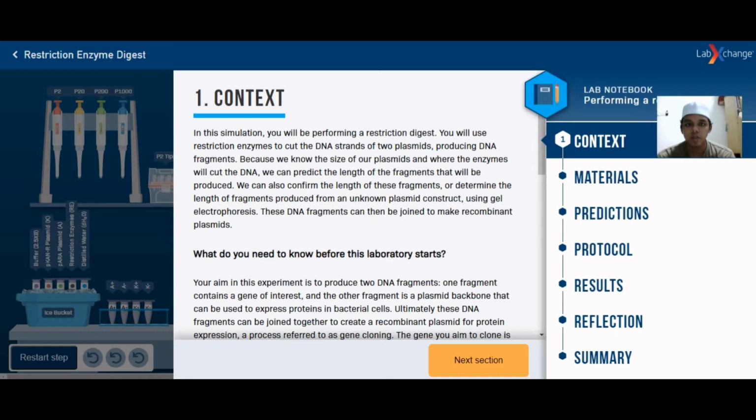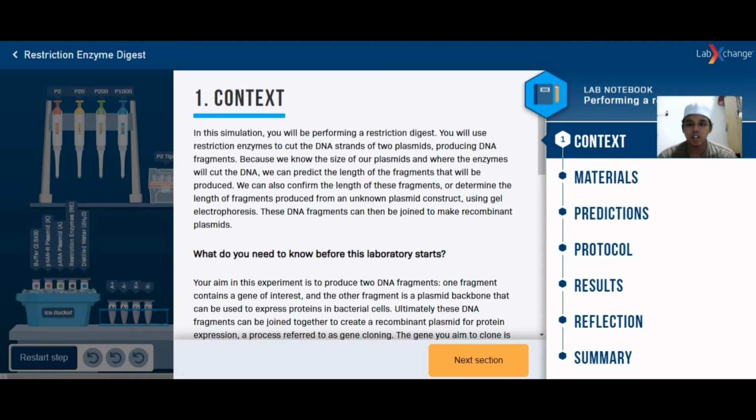Today I'm going to do a simulation of restriction enzyme digest. First, before I start this simulation, I will talk about the objective of the experiment. The first objective is to estimate the similarity in nucleotide sequence between different DNA molecules and to produce two DNA fragments. One fragment contains a gene of interest and the other fragment is a plasmid backbone that can be used to express proteins in bacterial cells.